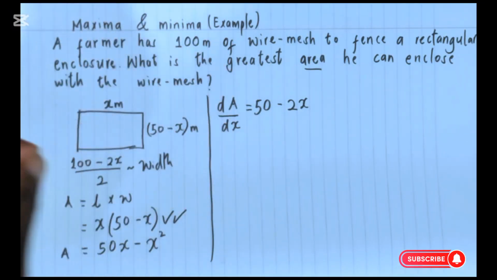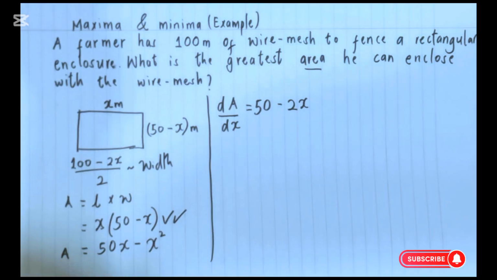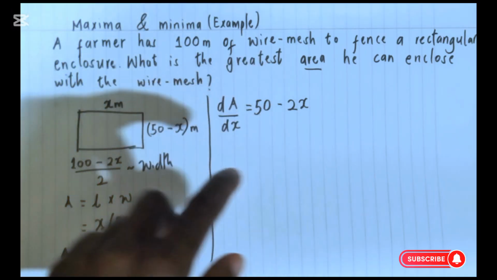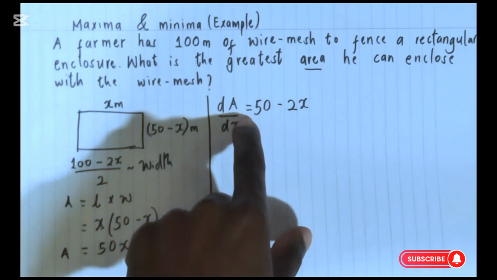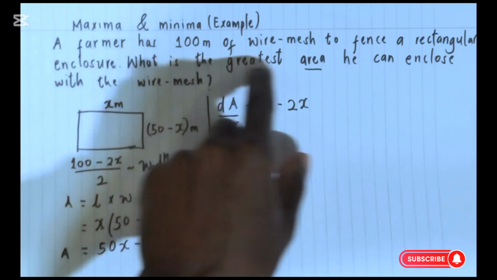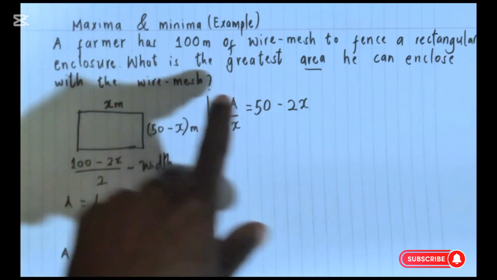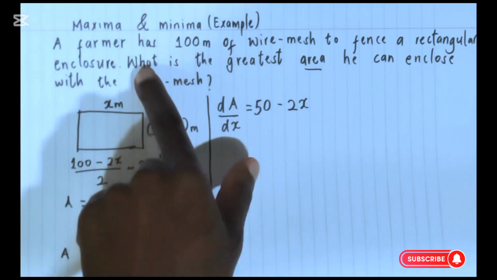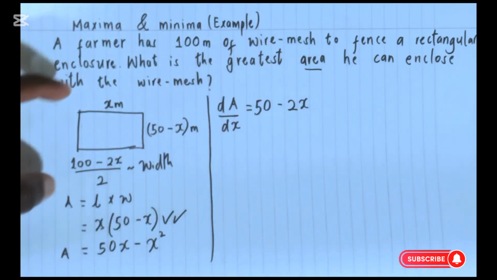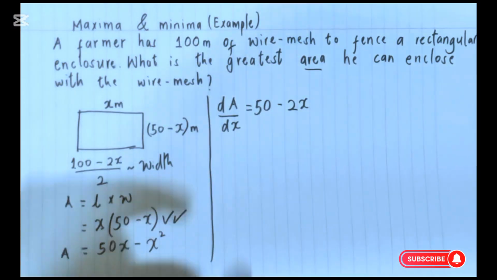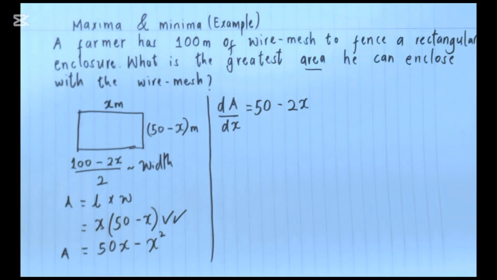However, we won't be able to find the maximum or the minimum amount of wire that was used if we leave it at this point. For us to find the greatest area that was enclosed by this 100-meter wire mesh, we are going to equate this to 0, as we did with stationary points. Then we find the value at which we get the stationary points, and use that to solve this particular problem.